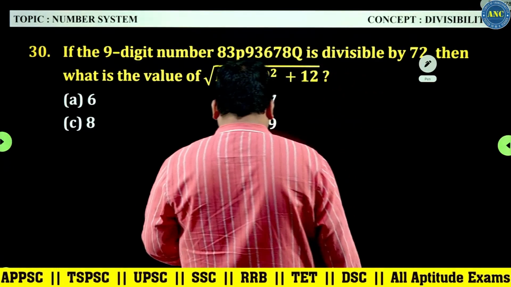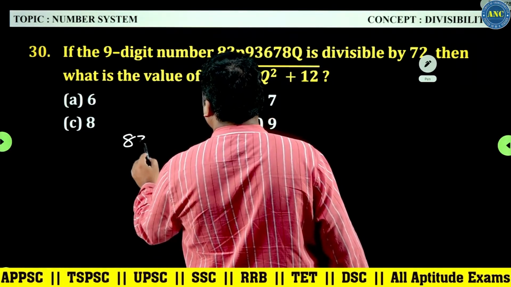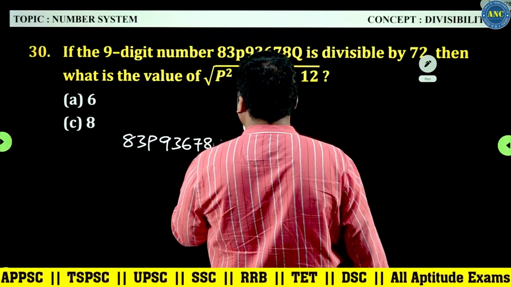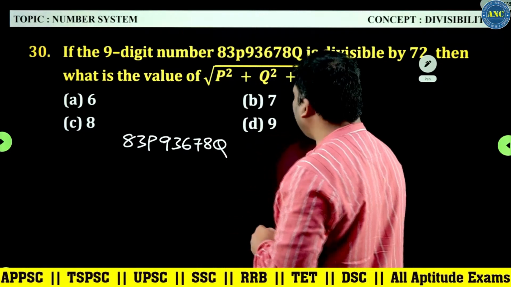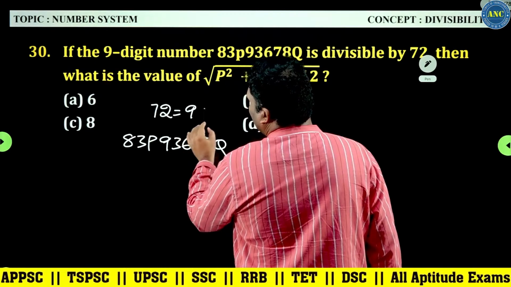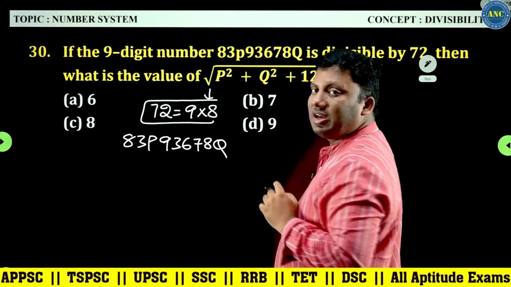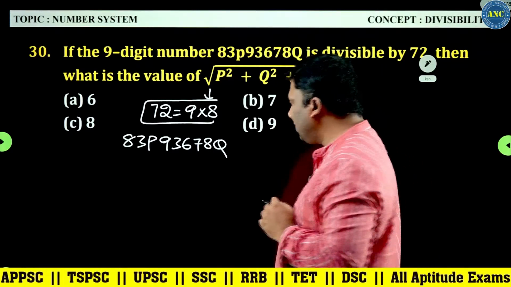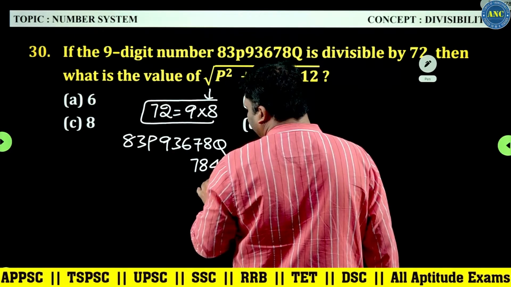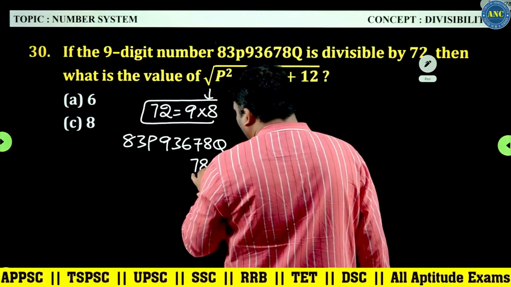If the 9-digit number 83p936784q is divisible by 72, what is the value asked? 72 can be written as 9 into 8. The divisibility rule of 8 is that the last 3 digits should be divisible by 8. 8 9s are 72. So this is 784. 8 8s are 64. Q is 4, we got.